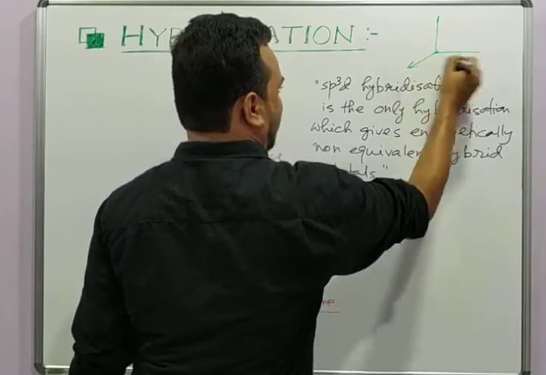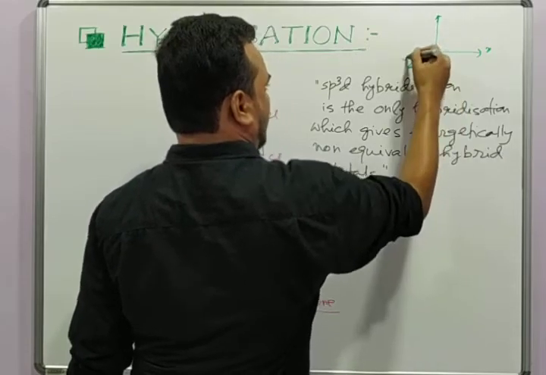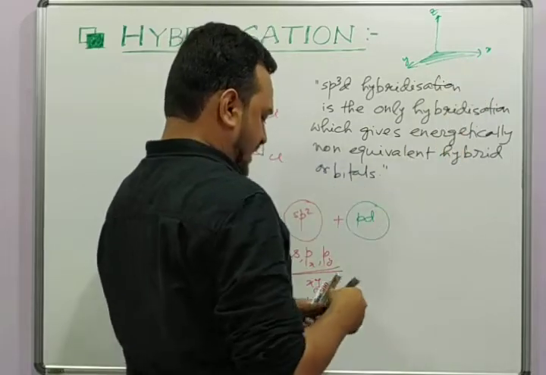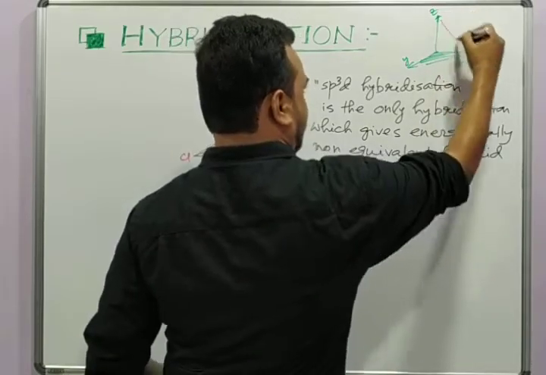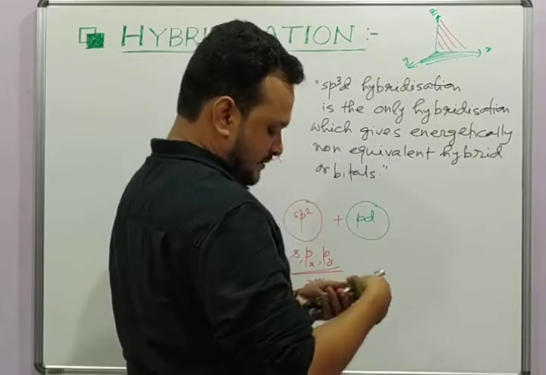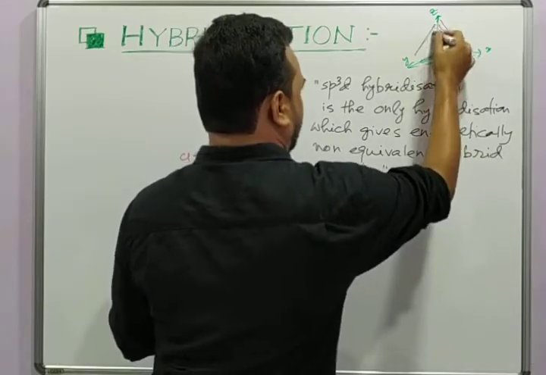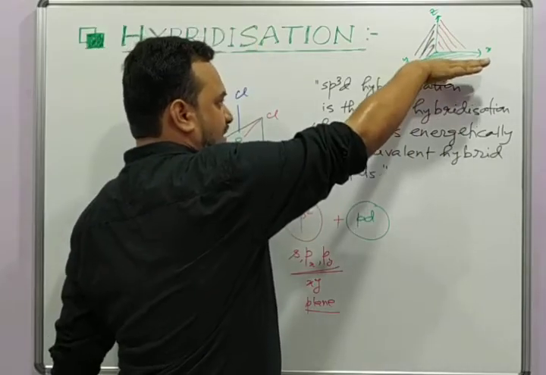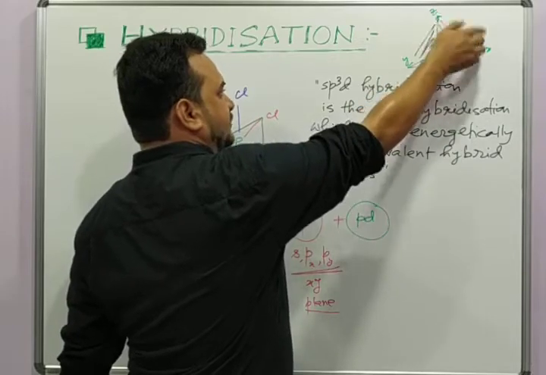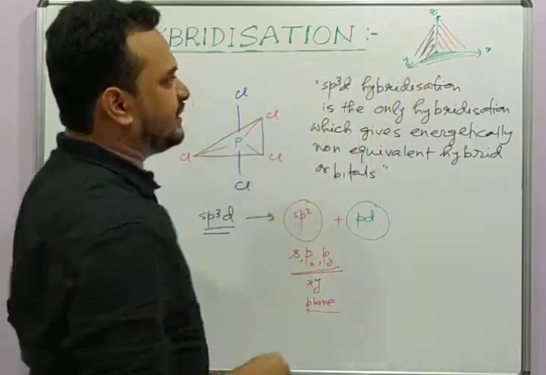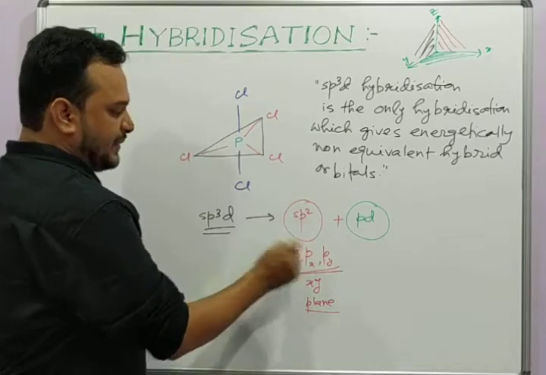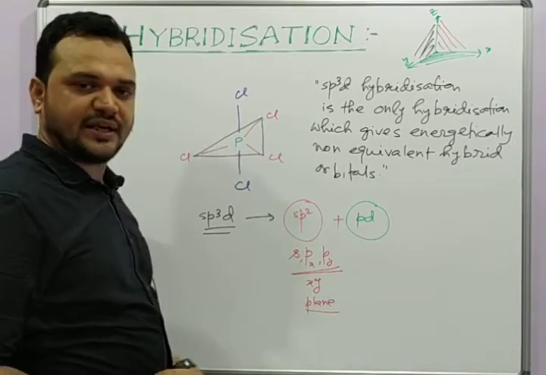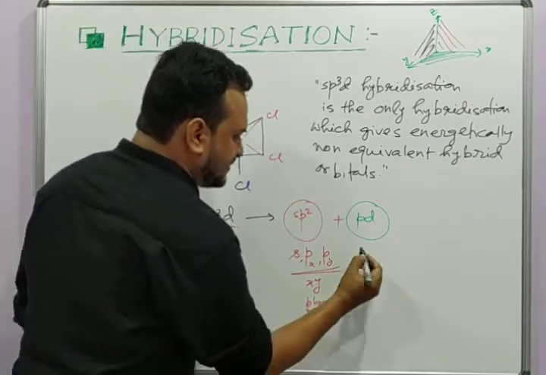If you draw the 3 axes x, y, z, then this is your xy plane, this will be the xz plane, and this will be the yz plane. So if you are taking px and py, that means the trigonal planar part will be the xy plane. Similarly, px, pz gives you the xz plane, py and pz gives you the yz plane. So here I have taken px and py, that means the plane defined by this sp2 hybridization will be the xy plane. Now remaining is the pz orbital.